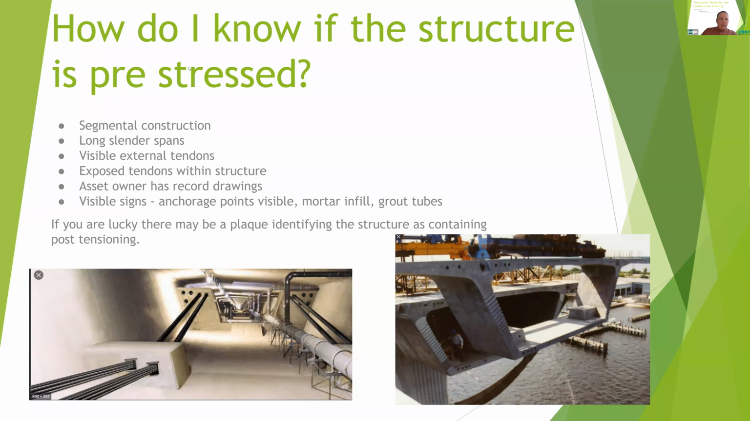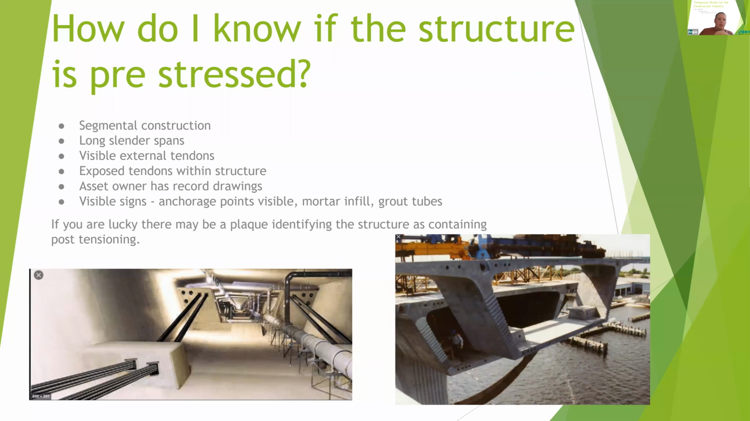Sometimes you get lucky and there's visible external tendons, or internal. So this is inside a bridge beam. Inside a structure very similar to this, you can see the tendons run within the structure and are clearly visible. So if you get access to the void, you can actually see and find the tendons themselves, and you know with certainty that it is a pre-stressed or post-tension structure. Ideally, the asset owner has record drawings. That sometimes happens if you get lucky, but it's not always the case.